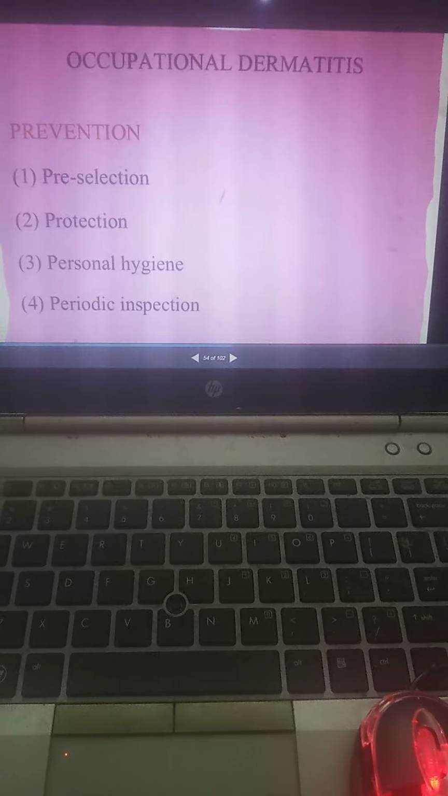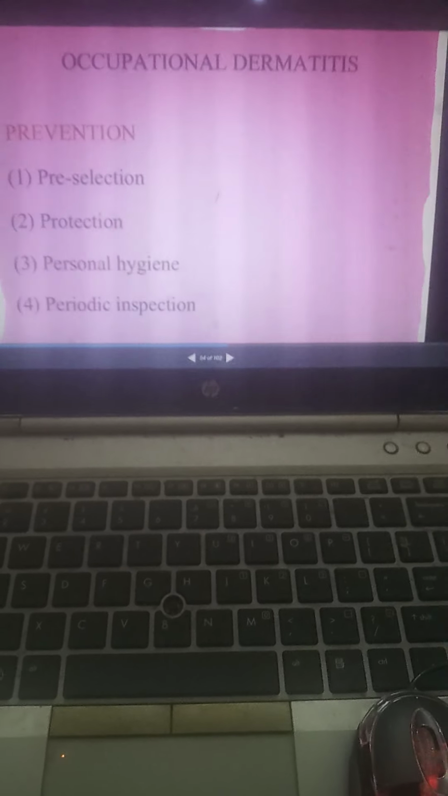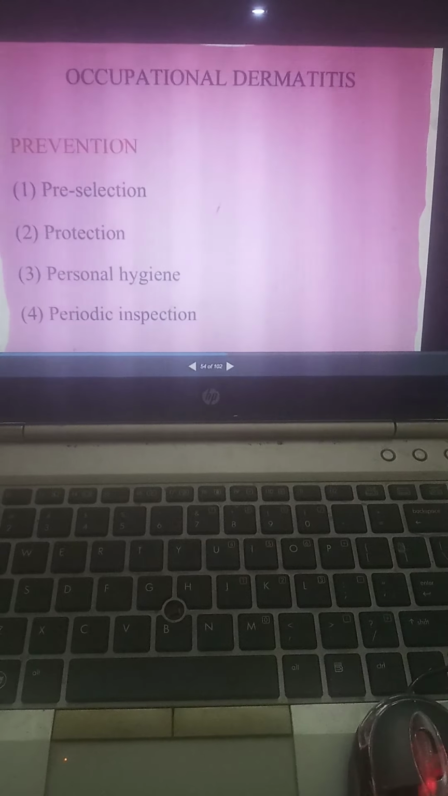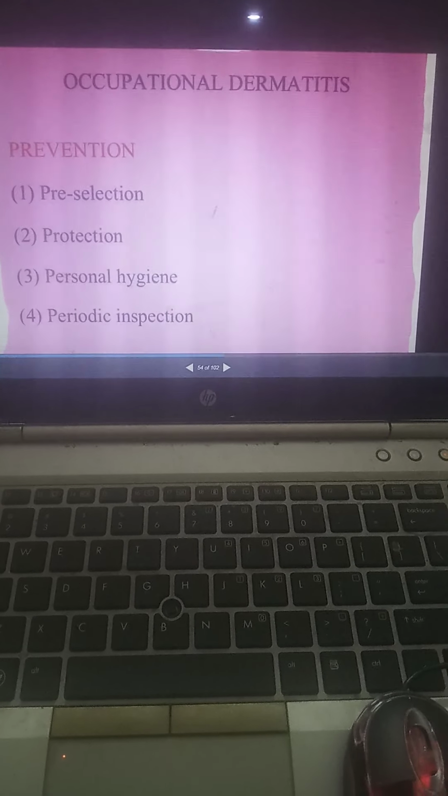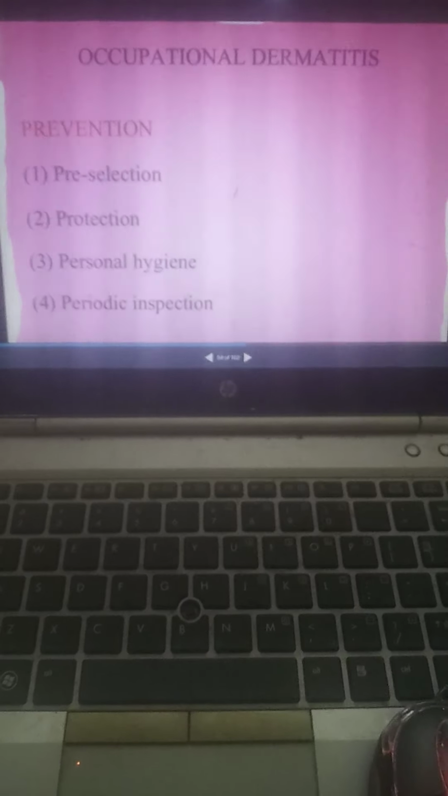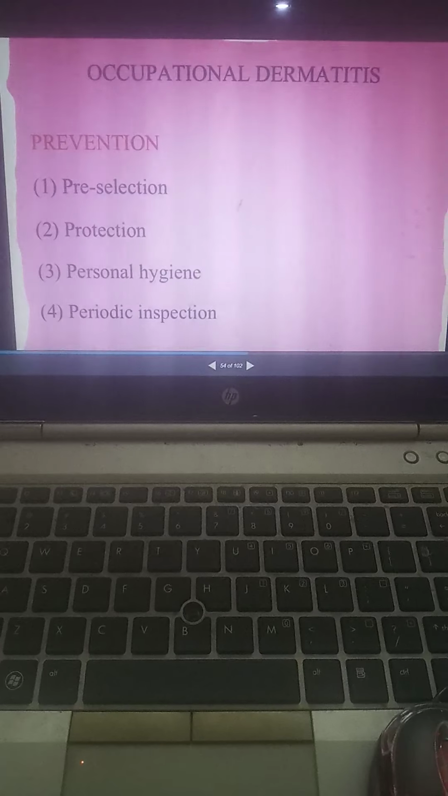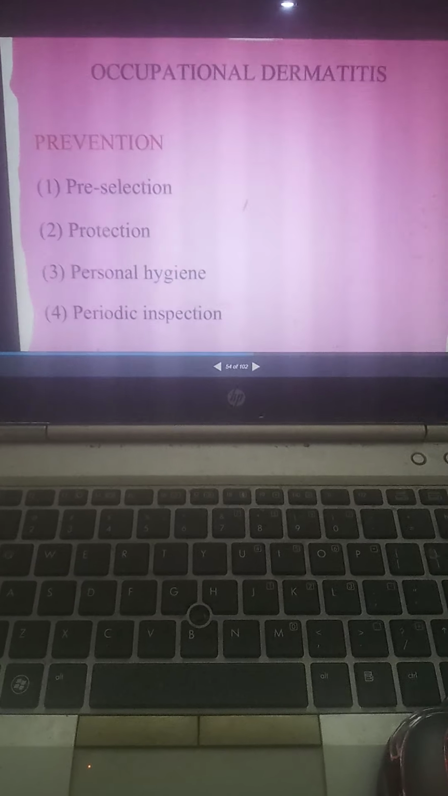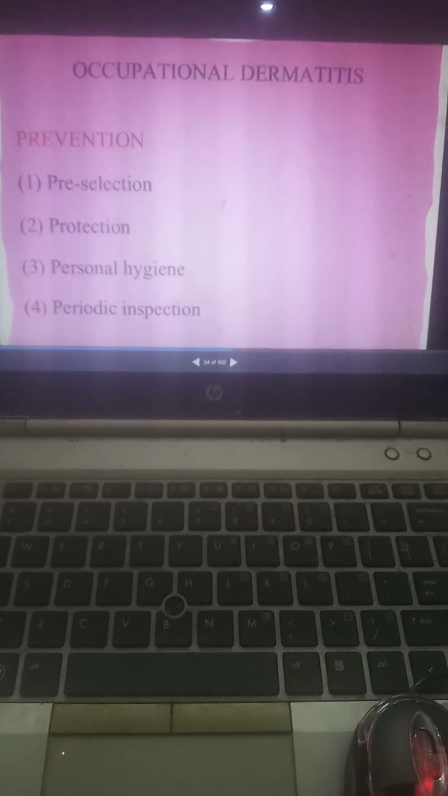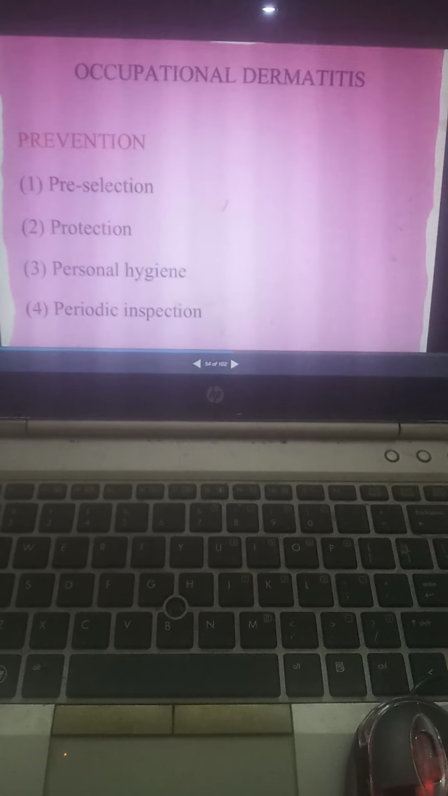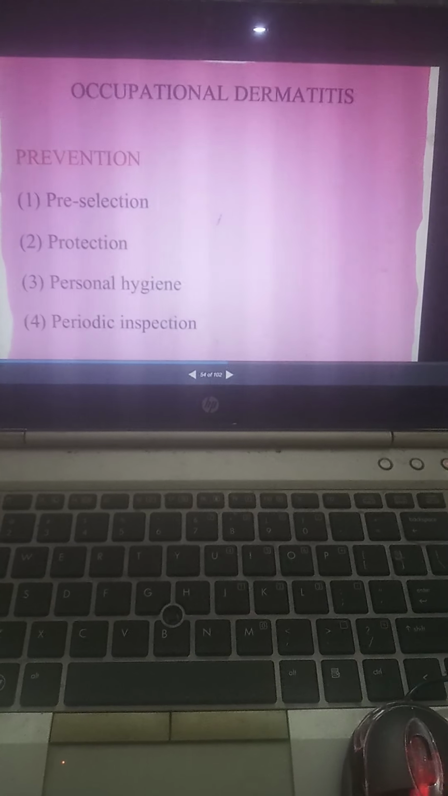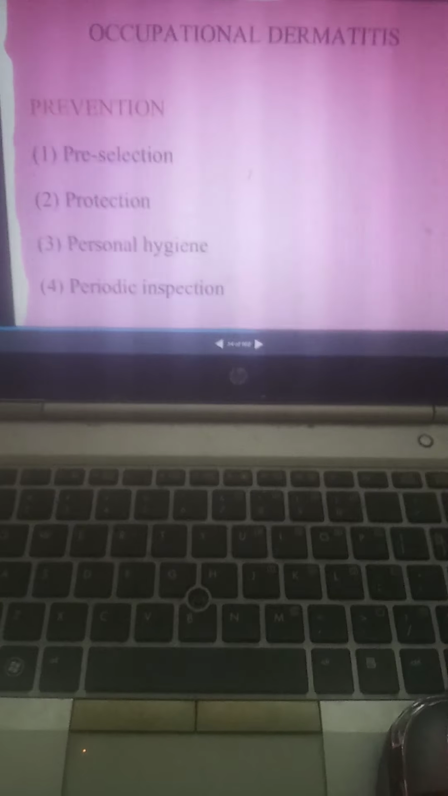You can protect them by making them wear proper clothes, gloves, shoes, etc. Personal hygiene is important. You should ensure provision of warm water and soap so that they can protect themselves against the exposure. They can wash their hands and feet and face etc., and exposed body parts frequently so that the contact is minimized. And one can go for periodic inspection of both factories and the workers so that you can triage and identify the cases who can develop contact dermatitis in their early phases.